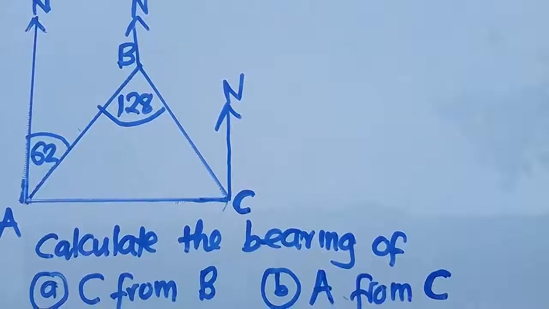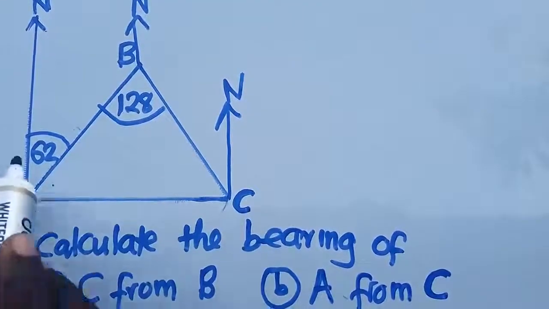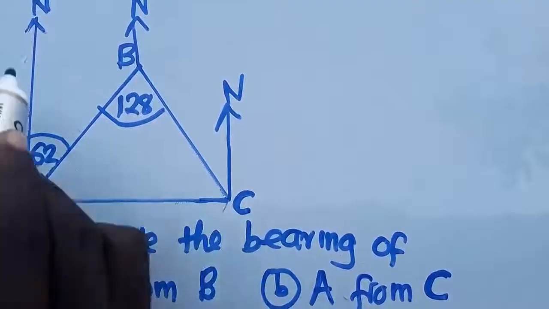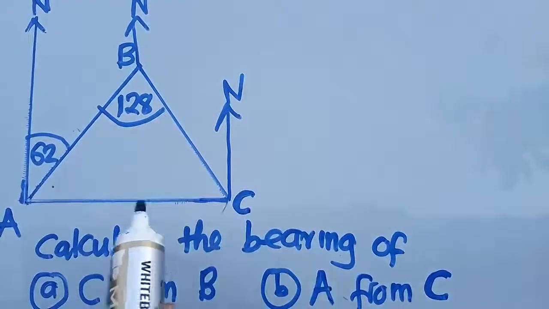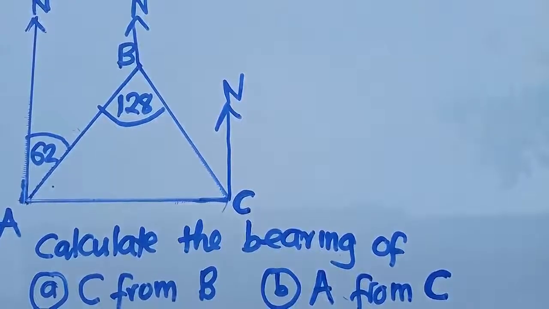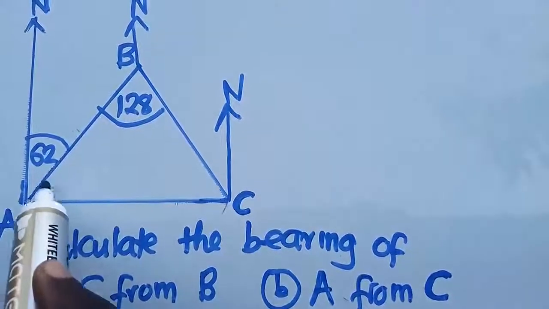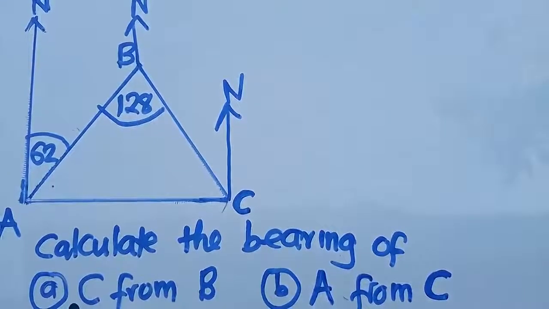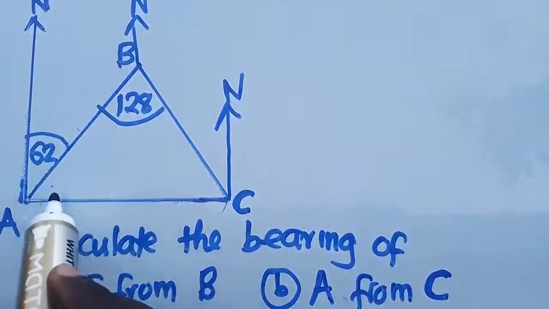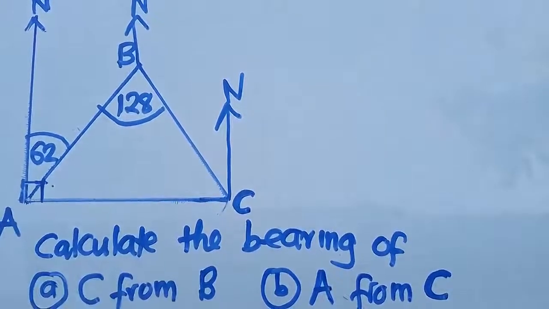So now it is very easy for you to find this angle. Have you seen the way this one is? It is just a straight line like that. So since it is a straight line like this, this one here is making a 90 degrees angle.